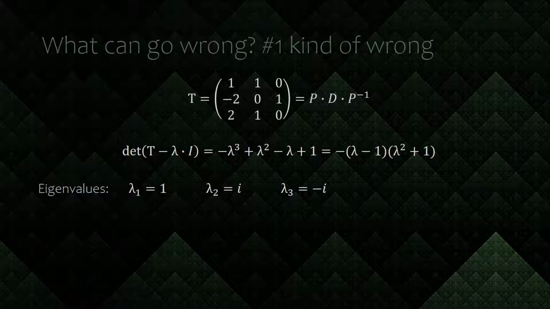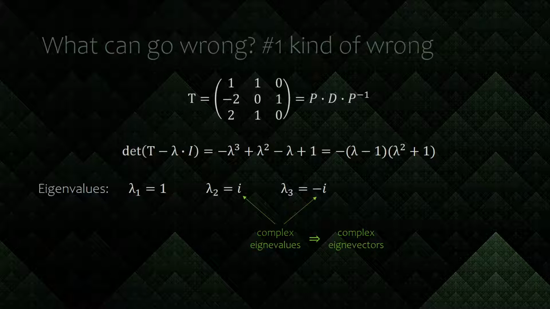The matrix T still can be diagonalized, but as T is a real matrix, the complex eigenvalues will produce complex eigenvectors, so the diagonalization will be done over complex matrices. Considering only real matrices, this matrix T is non-diagonalizable.